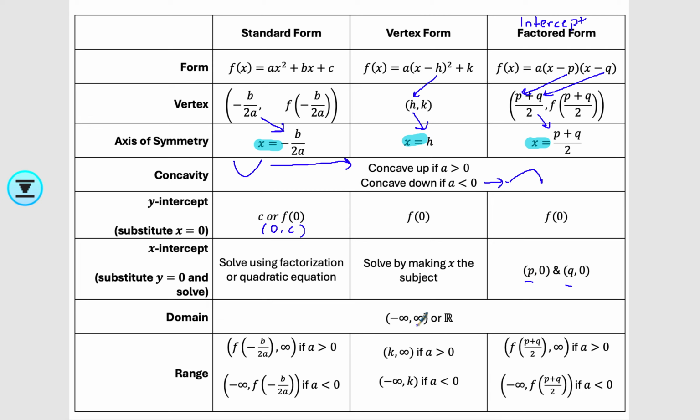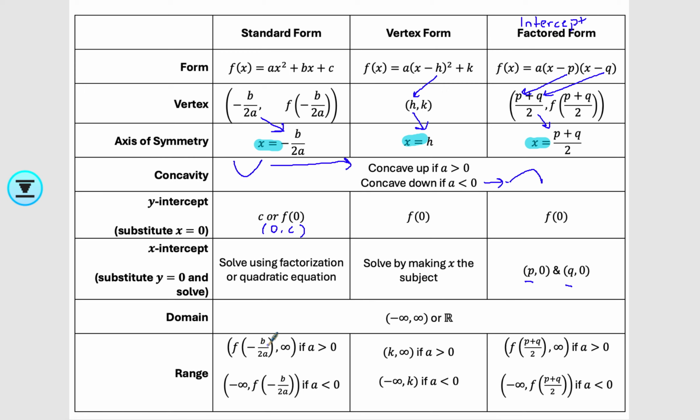The domain of a standard quadratic function. And what I mean by standard, just a normal quadratic function that doesn't have any restriction. The domain is negative infinity to infinity, or all the real numbers. Unless the question talks about a real life situation. For example, you're dealing with time. In that case, time can't be negative, so you will make the domain restricted. But in a general quadratic function, it's just all real numbers.